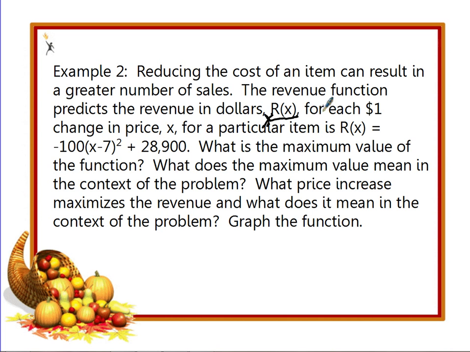Our Y value is going to predict the revenue in dollars. And X value is going to represent each $1 change in price. So X is our change in price in dollar increments. For any particular item, R of X is represented by negative 100 times quantity X minus 7 squared plus 28,900.